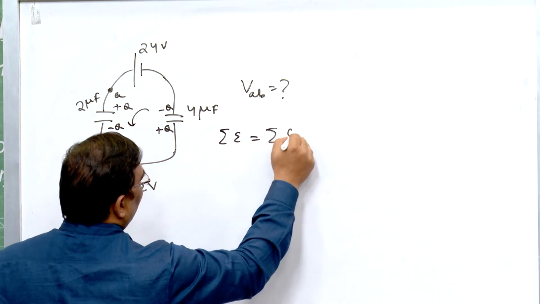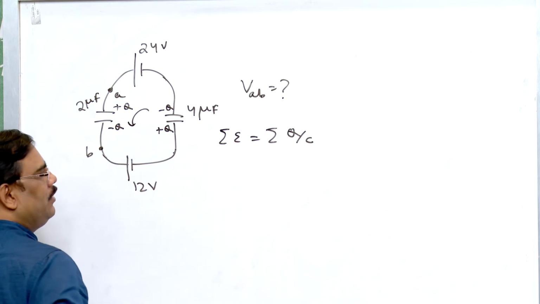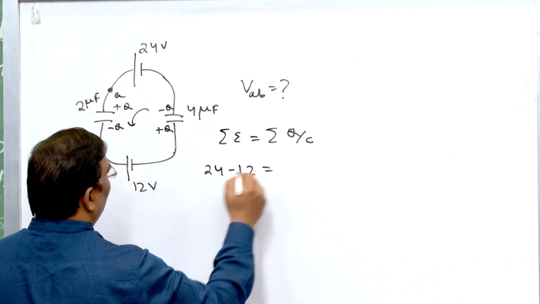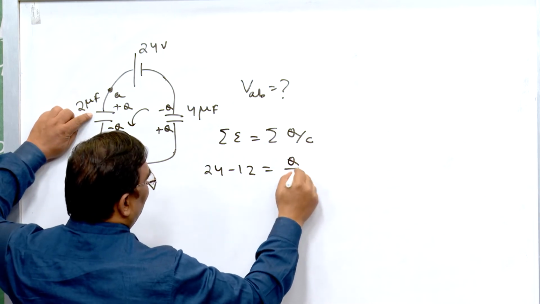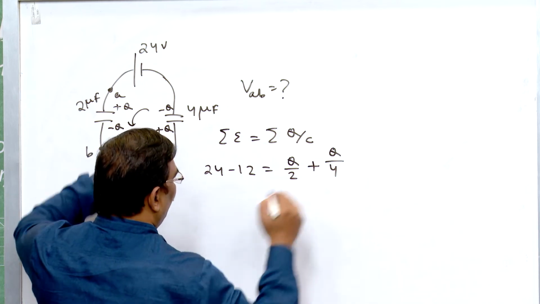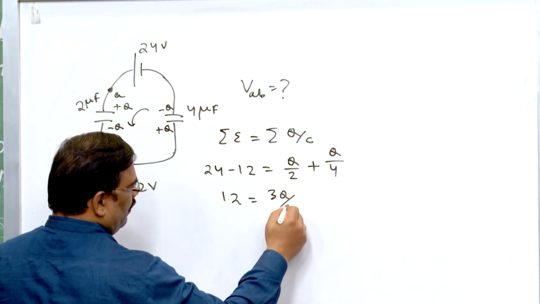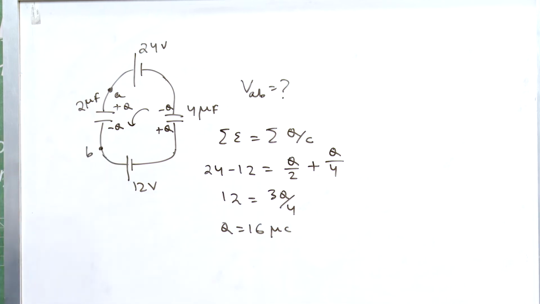summation E equal to summation Q by C. In case of resistors, it was summation IR. In case of capacitors, it is summation Q by C, because Q equal to CV. So, what we get here is 24 minus 12 is equal to summation Q by C. It is Q divided by 2 plus Q divided by 4. So, 12 equal to 3Q divided by 4. So, Q equal to 16 microcoulomb. So, the charge on the capacitors will be 16 microcoulomb each.